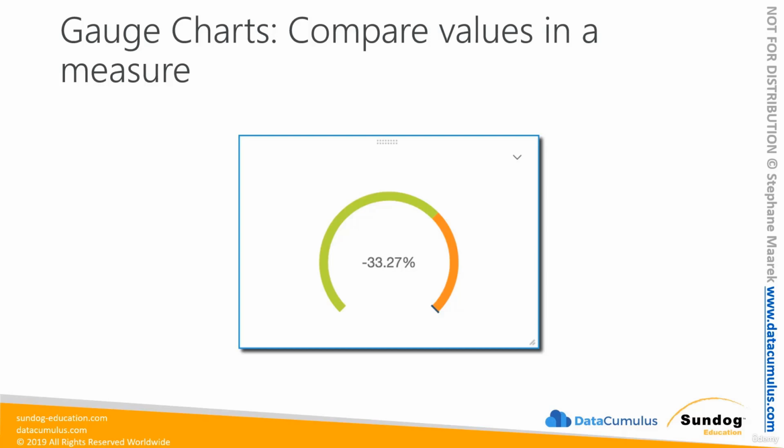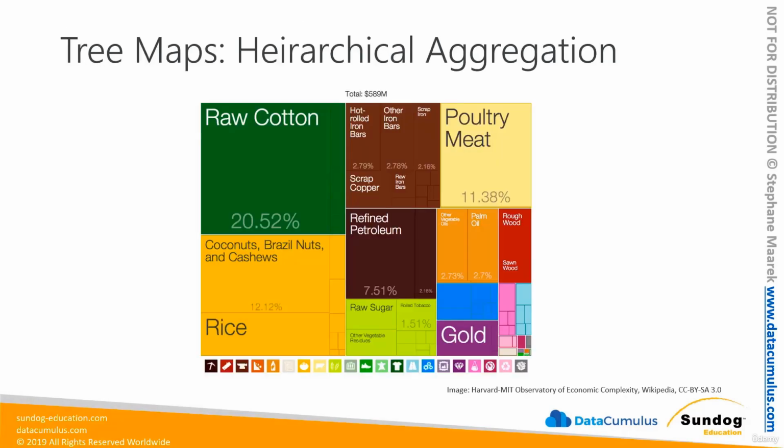And if you want to show aggregation with more of a hierarchical structure, tree maps are an option for that. This is kind of cool. In a tree map, we have these colored blocks that correspond to broader categories of exports for this country. And within each color, we might have a hierarchical breakdown of stuff within that category. So, for example, that brown block at the top basically represents all of the metallic exports of this country, and that's broken down by iron bars of different types and scrap copper and raw iron bars and what have you.